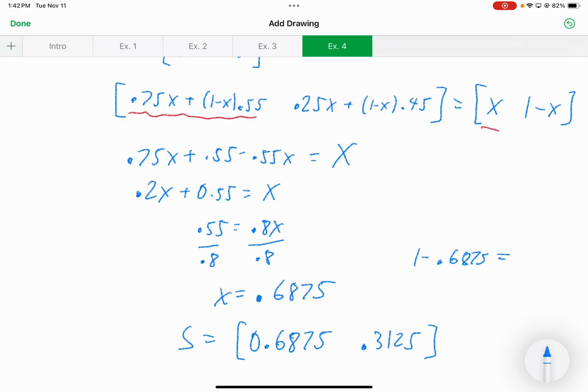Okay, so that's our steady state matrix. Actually, on the next page, the next page is there. I've got example 5. All right, questions there?